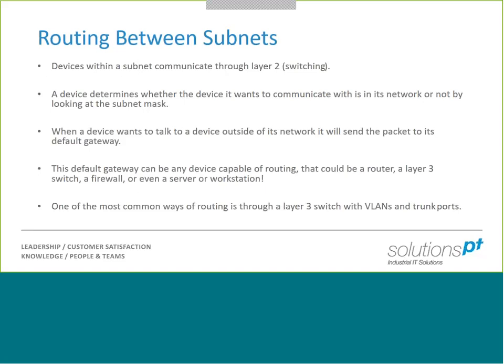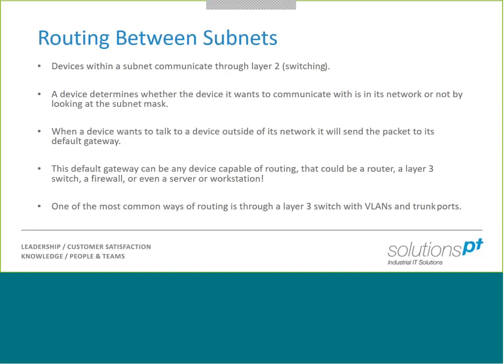So when a device deems the other device to be outside of its network, it will use its default gateway to route that packet. So it relies on its default gateway to get that packet to where it needs to go. It's no longer in its control. It sends it to the layer 3 device, and the layer 3 device then will route the packet to the appropriate network. Now, this default gateway can be any device that's capable of doing routing. So that could be a router, a layer 3 switch, a firewall, or if you were really kind of desperate, then you could use a server or perhaps a workstation with multiple NICs in.